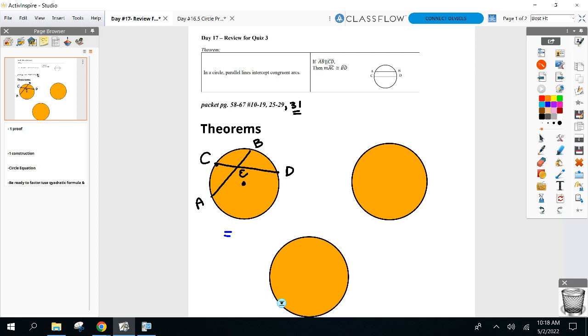When you're dealing with two chords that intersect. Two chords that intersect each other. I know this is going way back. It's been a while because we had break in between. What's up, Molly?